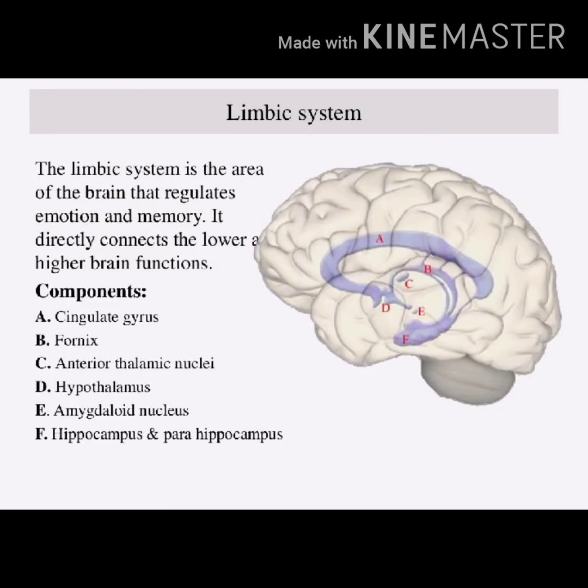Limbic system. The limbic system is the area of the brain that regulates emotion and memory. It directly connects the lower area and higher brain functions. Its components are the cingulate gyrus, fornix, anterior thalamic nuclei, hypothalamus, amygdaloid nucleus, and hippocampus and parahippocampus portions. The purple color indicates the limbic system circulation.